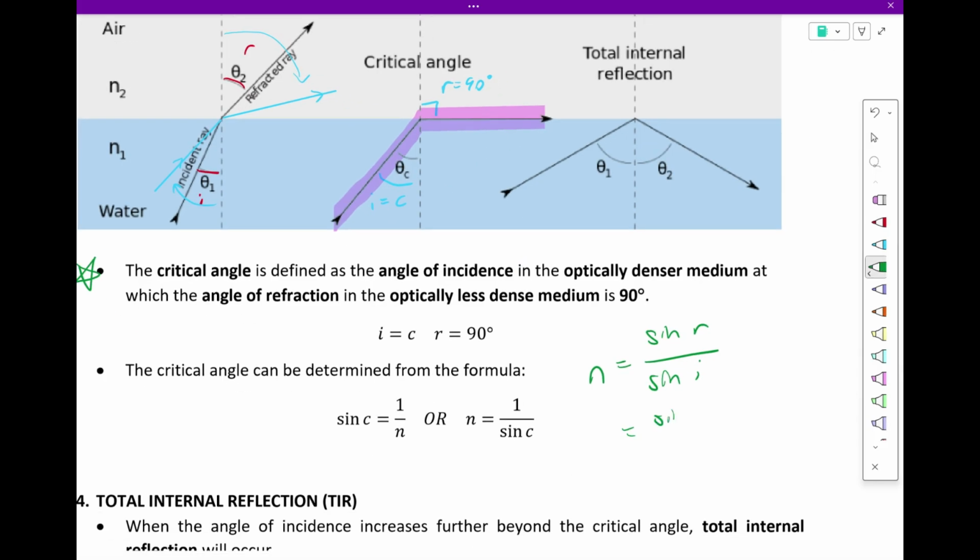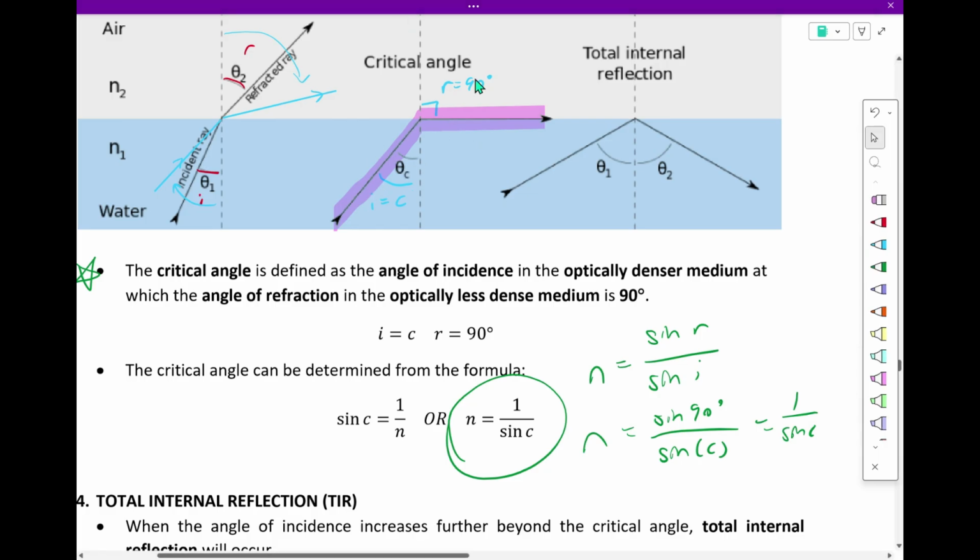So if you were to just put in the values, sine 90 over sine c, you realize that sine 90 is 1, so it is 1 over sine c. That's why we can write that the formula is n equals 1 over sine c. So basically, it's the same as your sine i over sine r formula. It's just that you need to take note that if you want to use critical angle, the one on top should be 90 degrees, which is the big angle over the small angle.